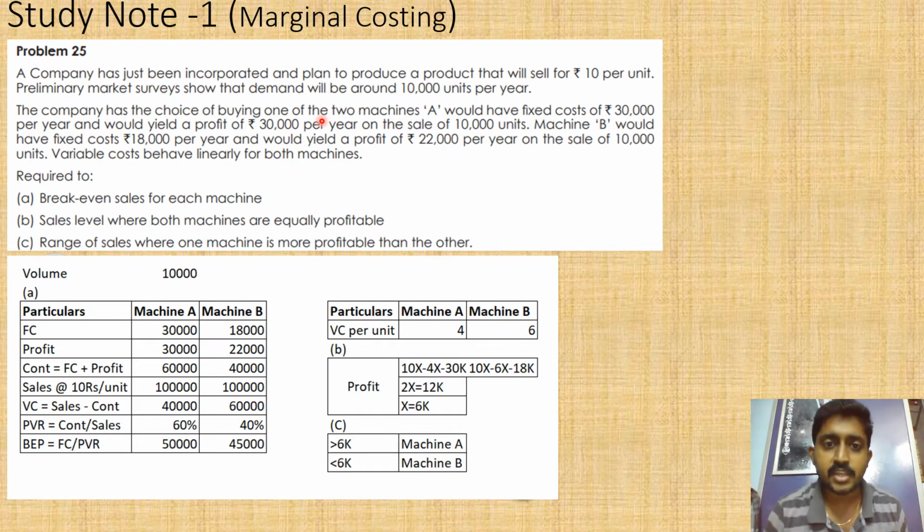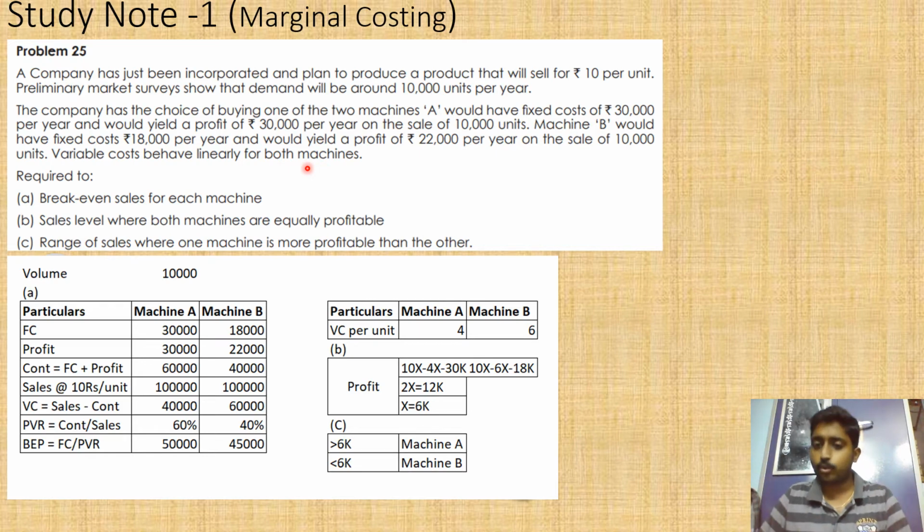They have two options, either to buy machine A. The fixed cost is not the investment, not the price of the machine. If you buy that machine, there will be some fixed cost of running that machine. So the fixed cost of running machine A is 30,000 per year and it would yield a profit of 30,000 per year. Okay, contribution minus fixed cost is profit, 30,000 per year on 10,000 units of sales. And for machine B, the fixed cost per year is 18,000 and it yields a profit of 22,000 per year on sales of 10,000 units. Variable cost behaves linearly in both the machines.